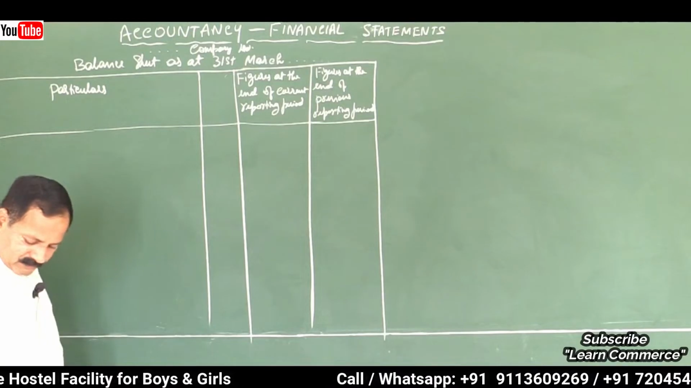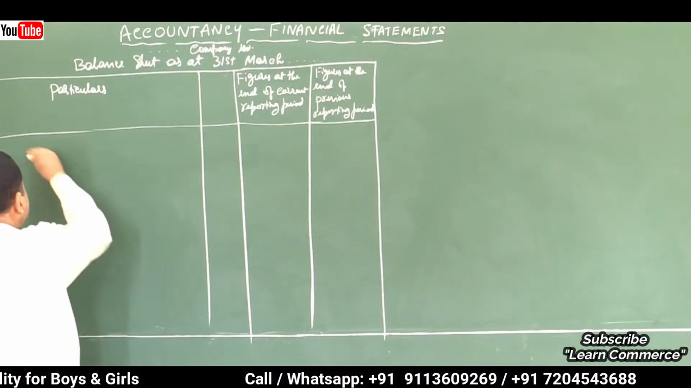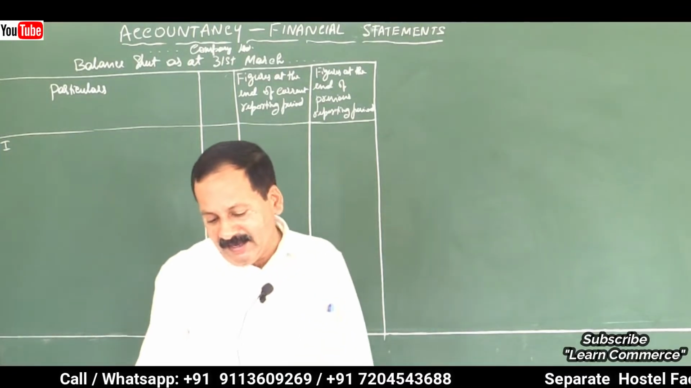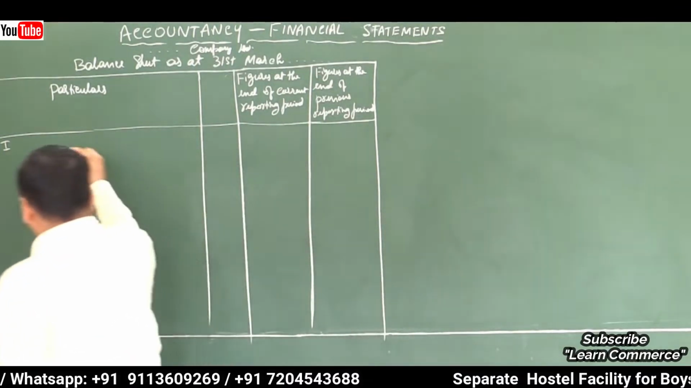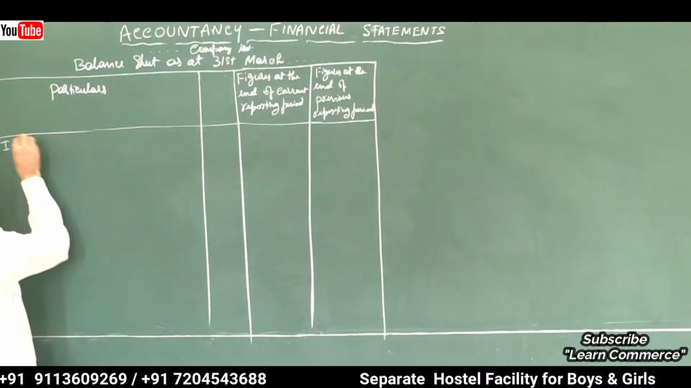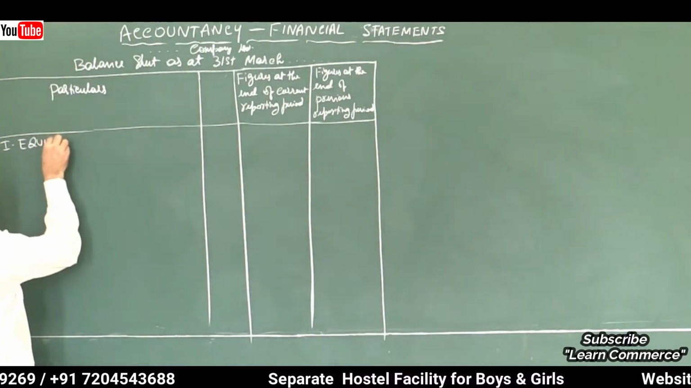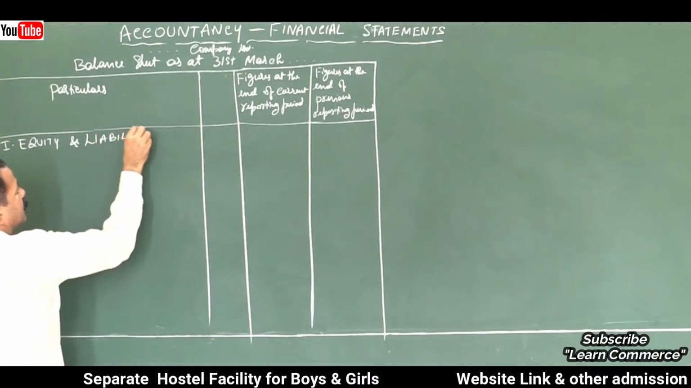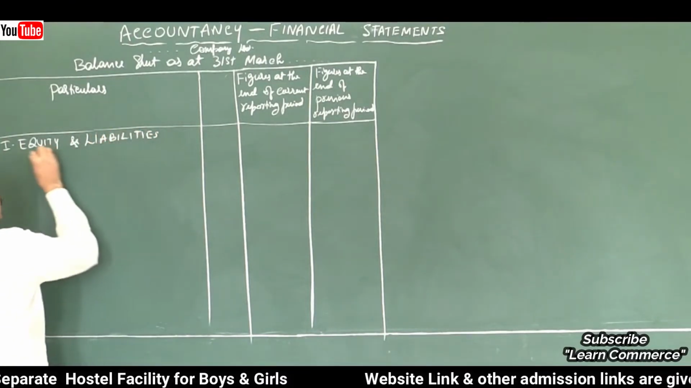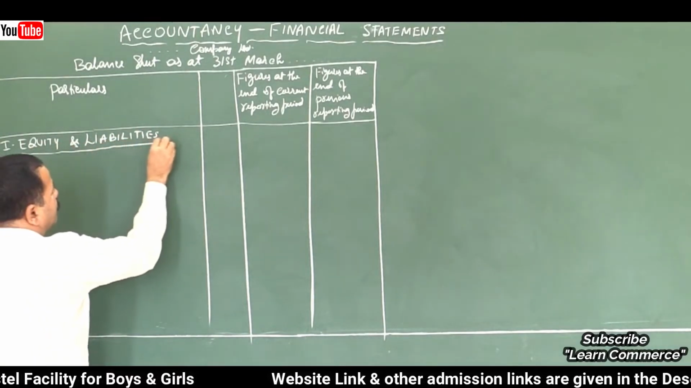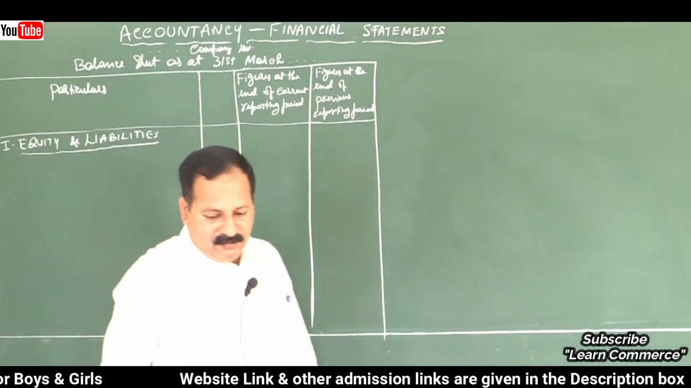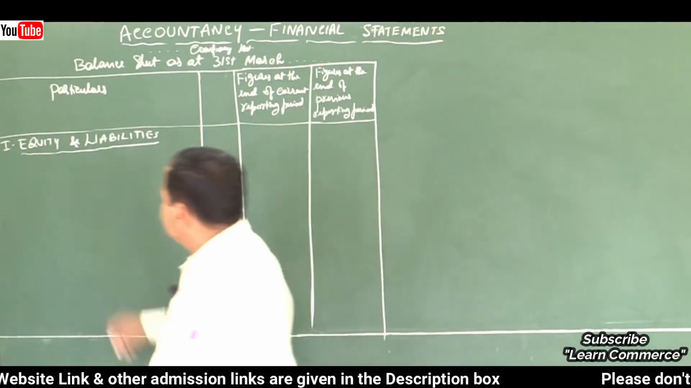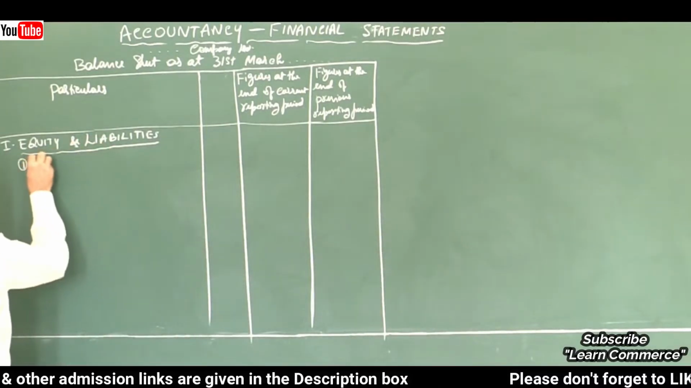Yes. Here, first one, equity and liabilities. Under that, one by one you have to write what are the items that are covered under equity and liabilities. First one is shareholders fund.